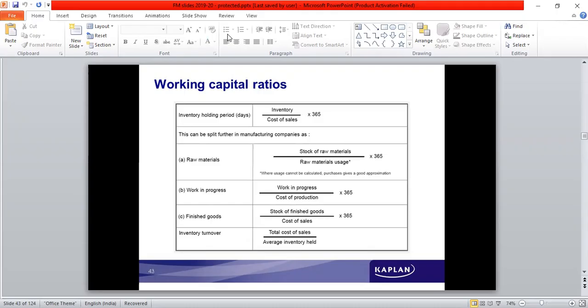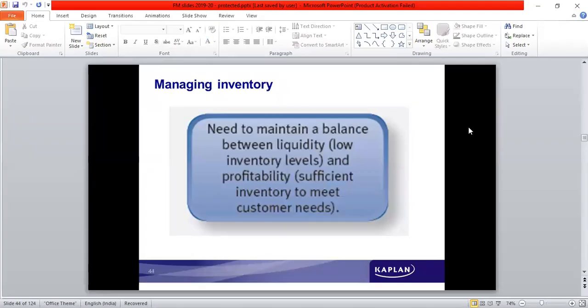So we have the formula given as stock of raw materials into 365 by raw material usage. Then we have work in progress into 365 by cost of production. Okay. Then for finished goods, stock of finished goods into 365 by cost of sales. Okay. So the inventory turnover ratio, just now we've discussed, is cost of sales divided by average inventory held. There are logics behind how we calculate that, but that's already discussed in management accounting. So we just have to move forward.